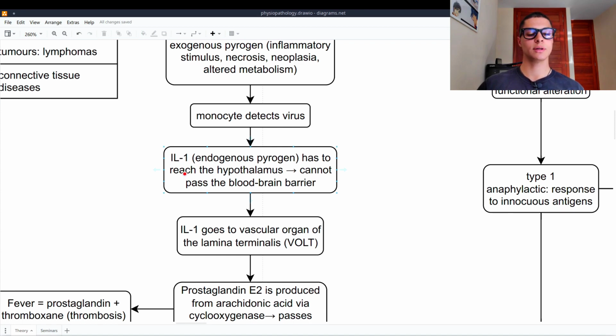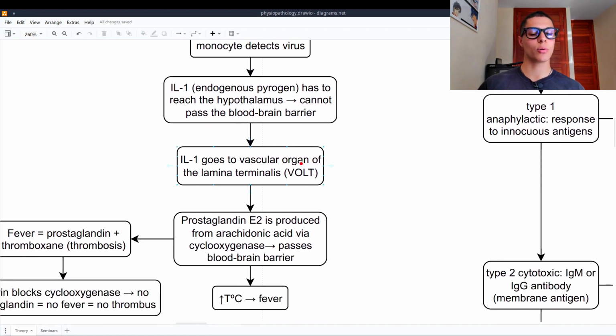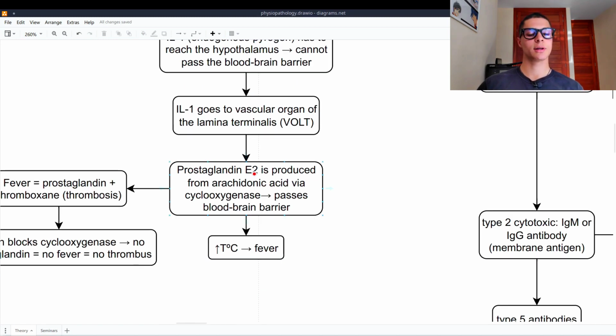So this molecule needs to reach the hypothalamus, but it cannot pass the blood-brain barrier. So what the interleukin does is go to the vascular organ of the lamina terminalis, OVLT, to produce prostaglandin E2 from the arachidonic acid using the cyclooxygenase.